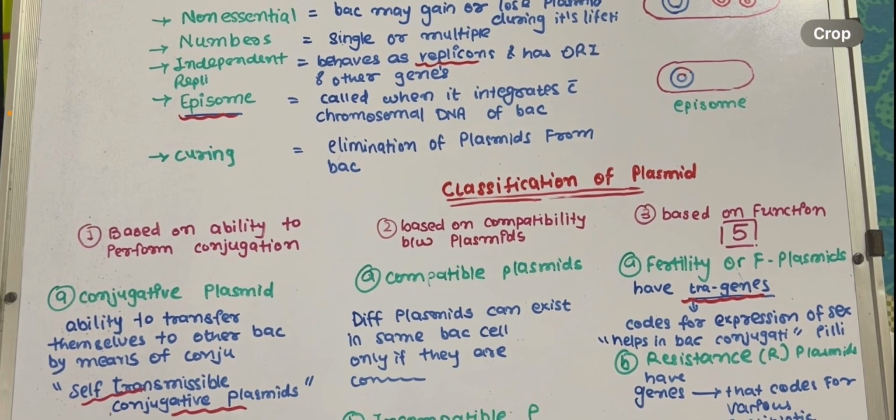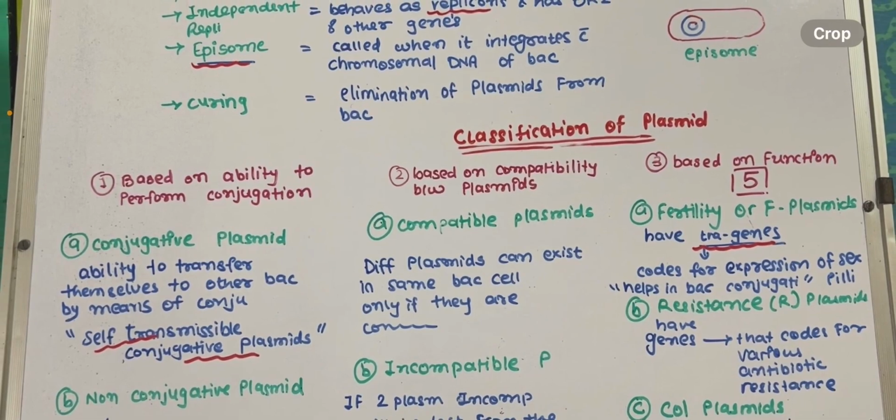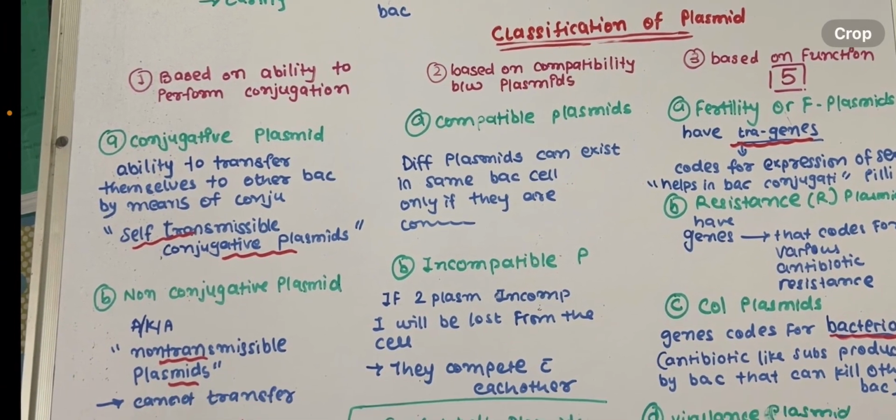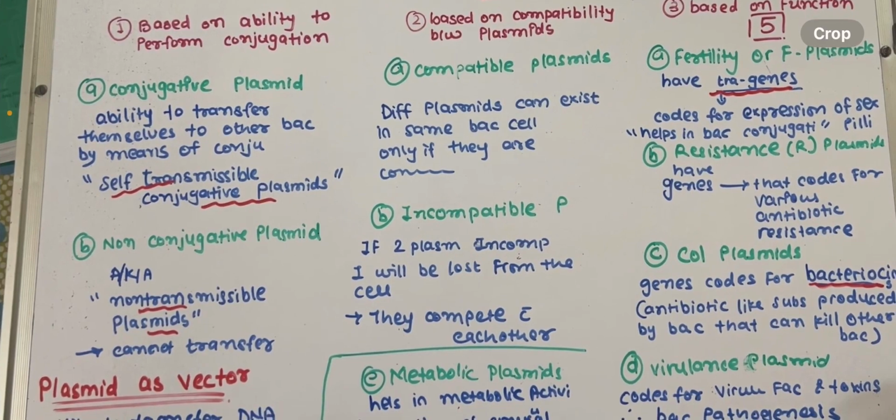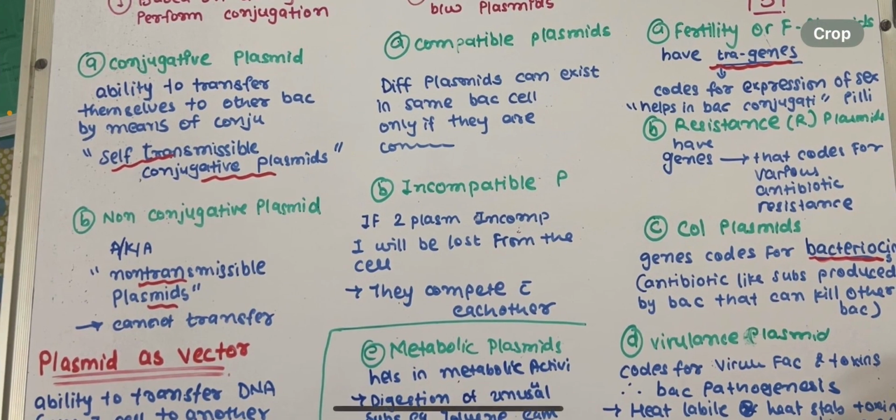Now, classification of plasmid is subdivided into three topics. First, based on the ability to perform conjugation. Second is based on compatibility between plasmids, and third is based on function. Total 5 functions are there. First, based on ability to perform conjugation, there are two types of plasmid: conjugative plasmid and non-conjugative plasmid. The ability to transport themselves to other bacteria by means of conjugation, which is self-transmissible, is referred to as a conjugative plasmid.